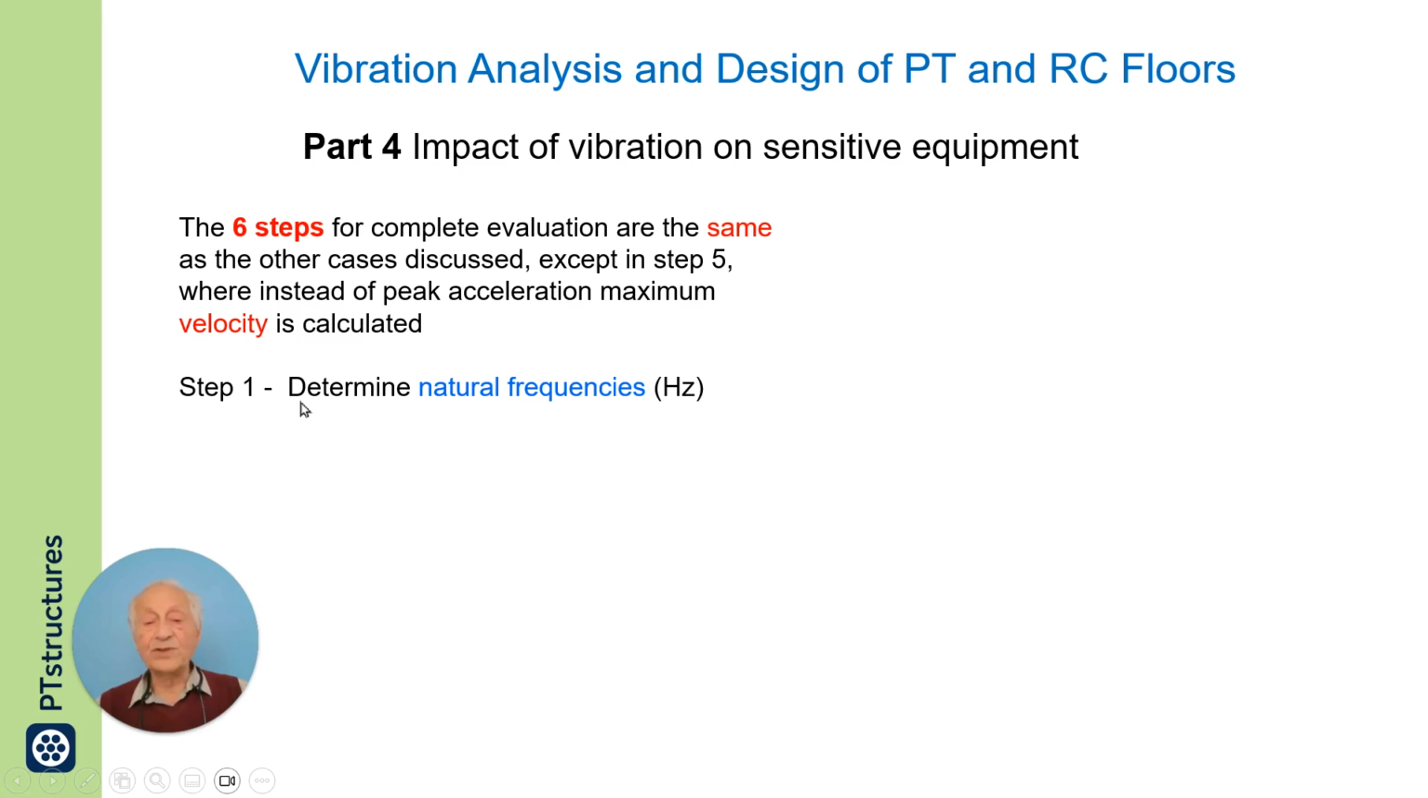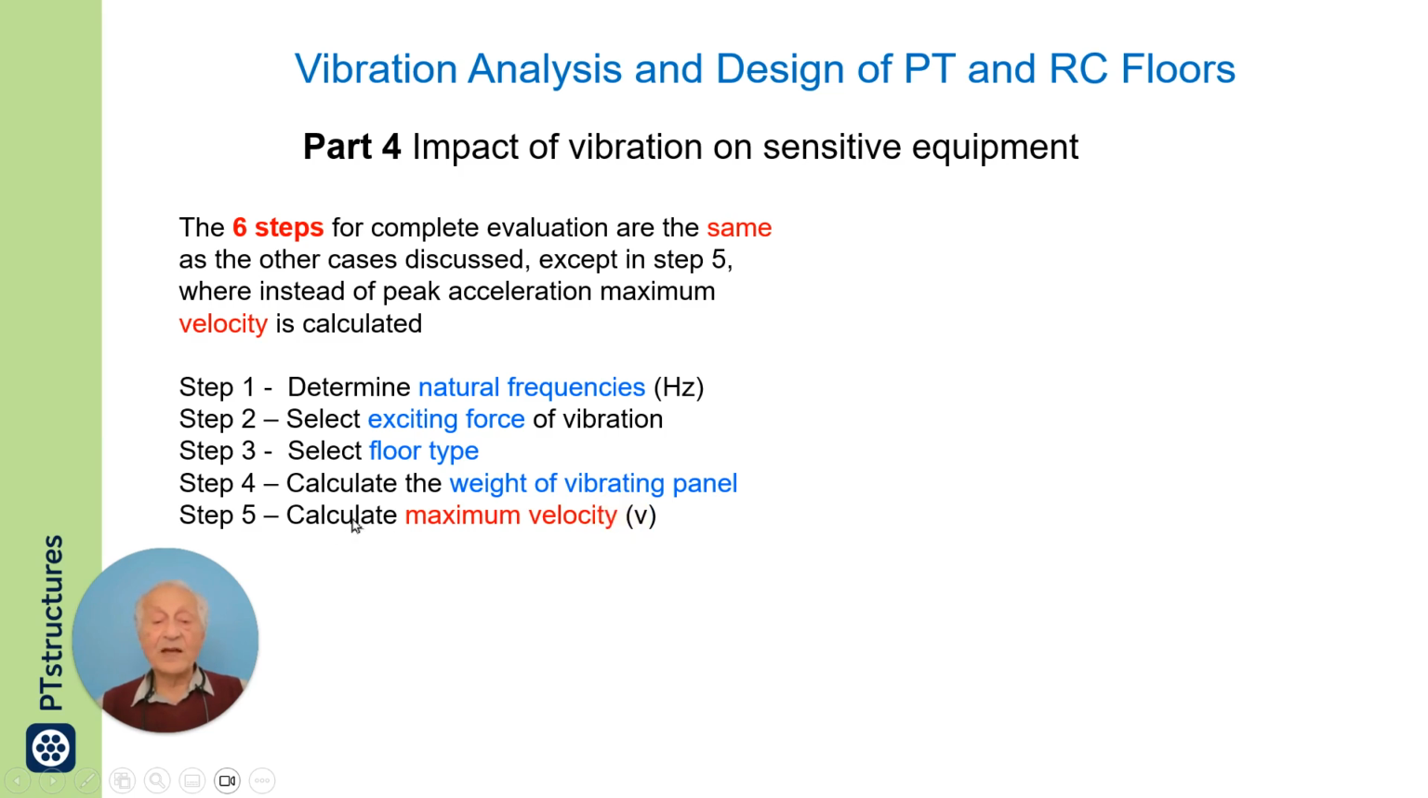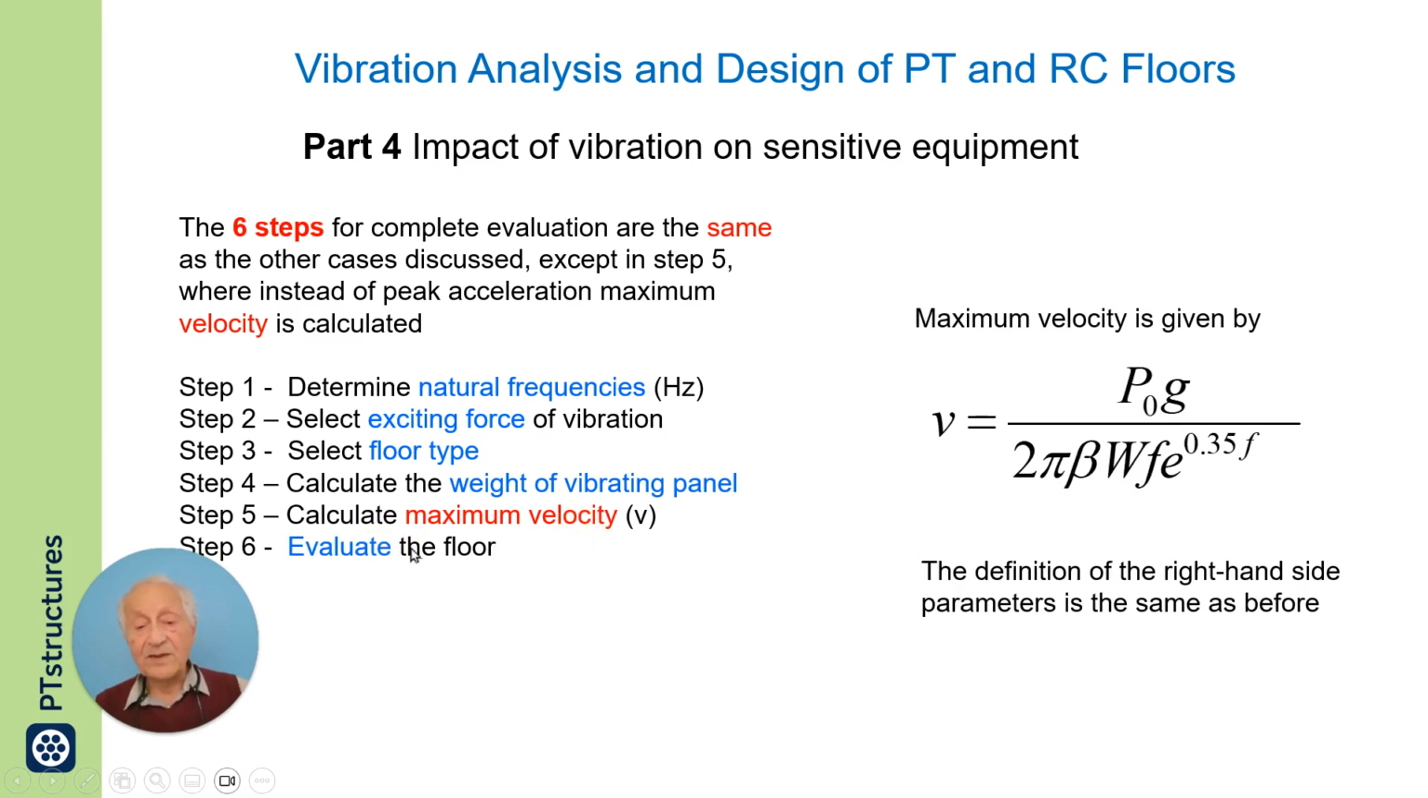So step 1, you determine the natural frequency. Step 2, you select the exciting force. It could be footfall or whatever. Step 3, calculate floor type, then weight of the vibrating panel. Step 5 is going to be different. Before we calculated the maximum acceleration, here we are calculating the maximum velocity and then go to evaluation. The maximum velocity uses this formula, in which this is the weight of the floor, this is the exciting force, which could be the same as for regular, gravitational acceleration, that is damping, this is the weight of the floor, and that is the frequency.